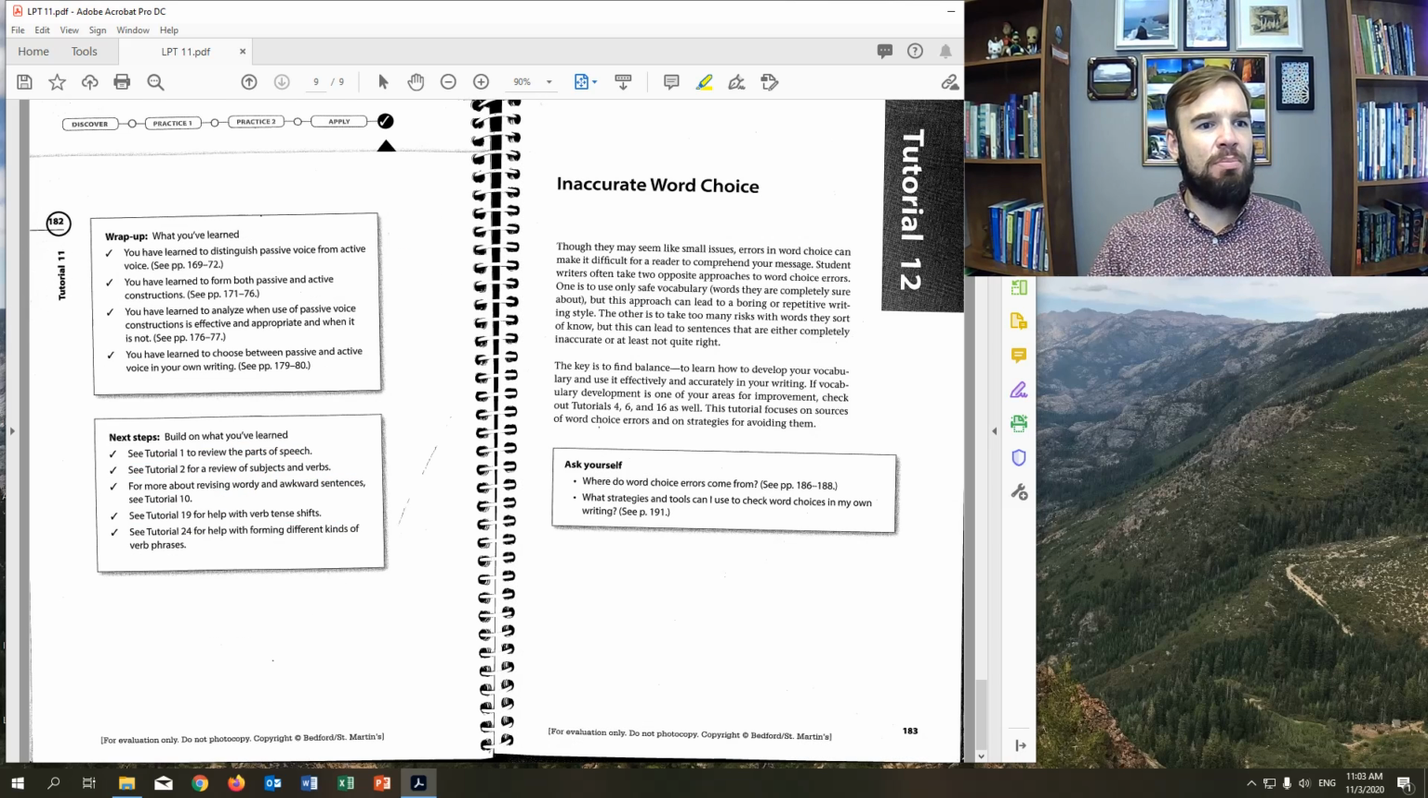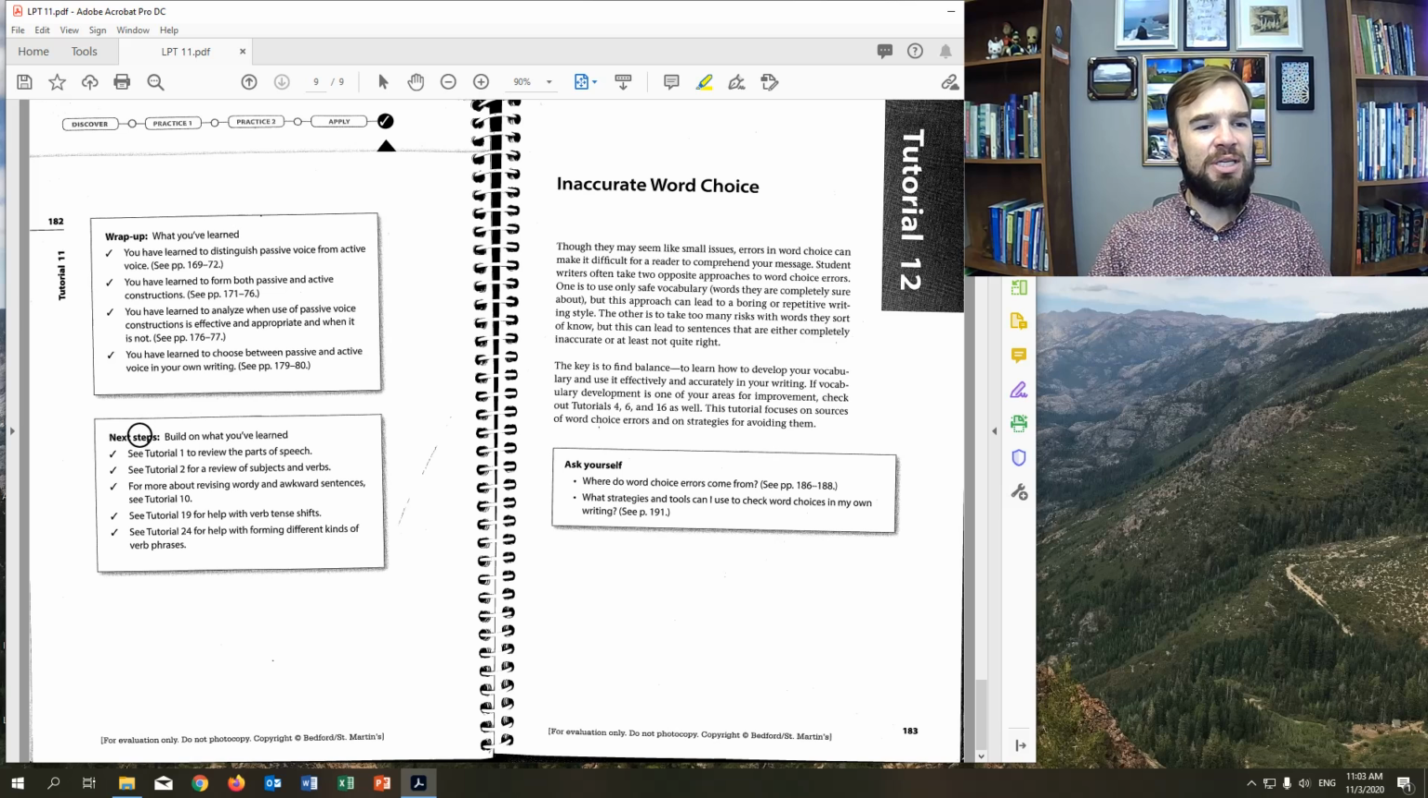And wrapping up here on page 182, what you've learned. So you've learned to distinguish passive voice from the active voice. That's page 169 to 172. You've learned to form both passive and active constructions. That's page 171 to 176. You've learned to analyze when use of passive voice constructions is effective and appropriate and when it is not. That's 176 to 177. And you've learned to choose actively between passive and active voice in your own writing. That's on page 179 and 180.